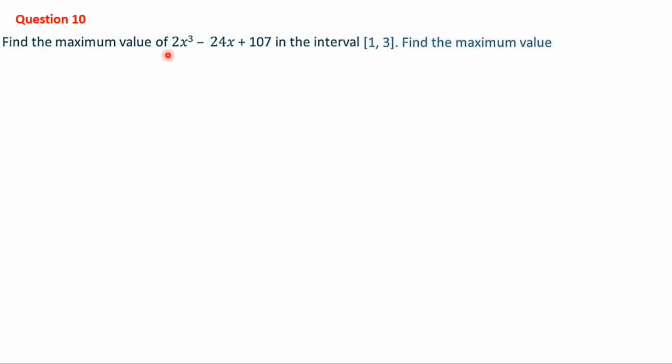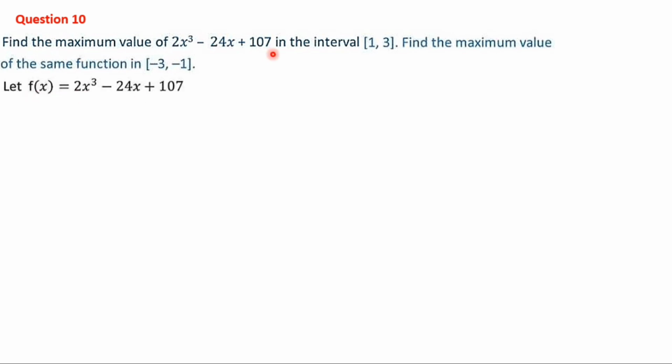Next we shall discuss question number 10. Find the maximum value of 2x cube minus 24x plus 107 in the closed interval 1, 3. Find the maximum value of the same function in the interval minus 3, minus 1, both inclusive. First of all, we have to find the maximum value in the closed interval 1, 3. Then again we have to find the maximum value of the same function in the closed interval minus 3, minus 1. Let's take the given function as f of x.